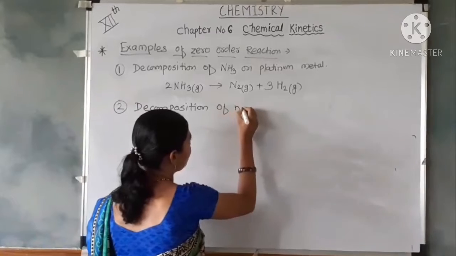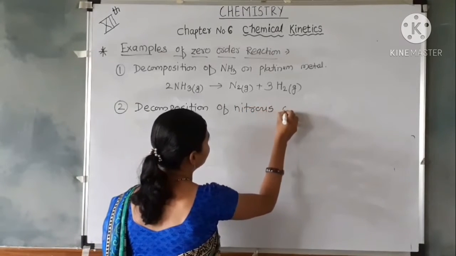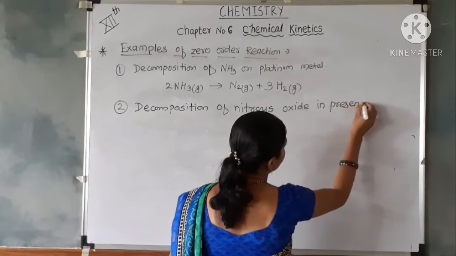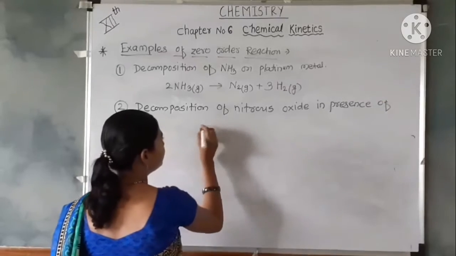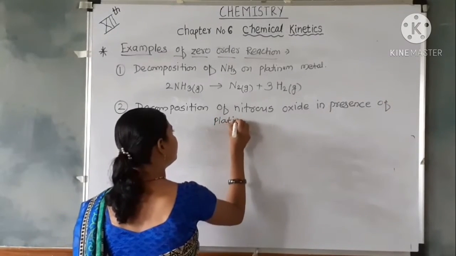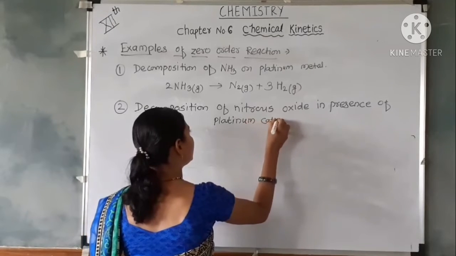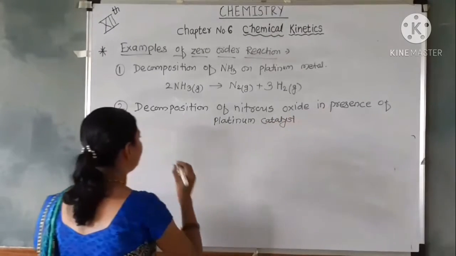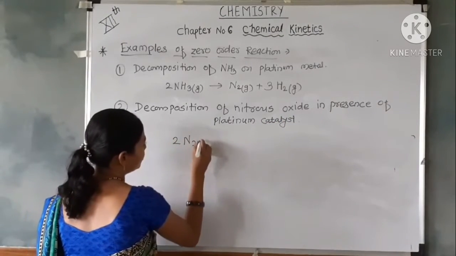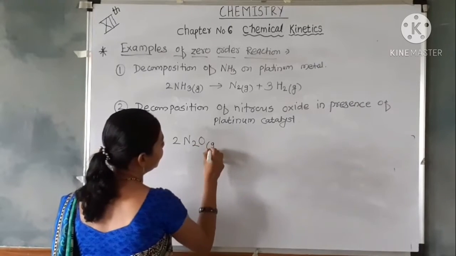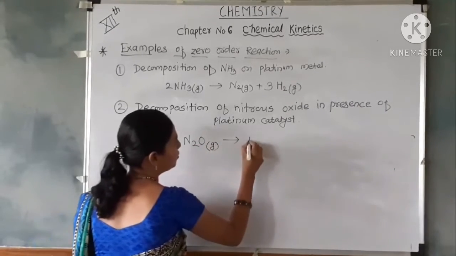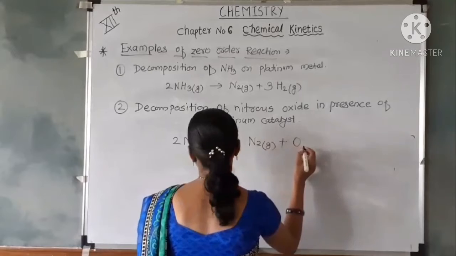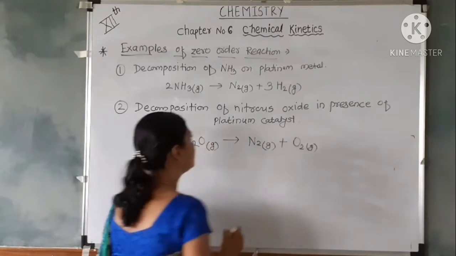The second example is decomposition of nitrous oxide on the same metal catalyst, that is platinum catalyst. Decomposition of nitrous oxide in presence of platinum catalyst. Therefore, decomposition of nitrous oxide N2O gives nitrogen gas plus oxygen O2 gas. This is the second example.